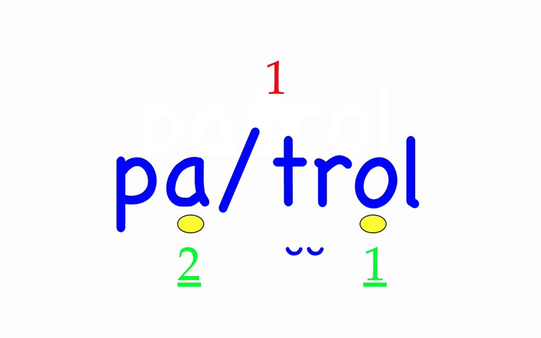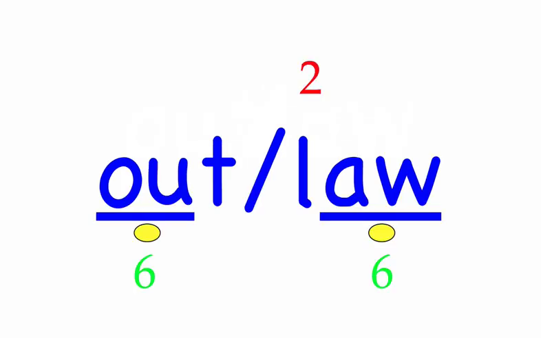Row 8. Outlaw. The outlaw is wanted by authorities. Outlaw. Out, two sounds: ow, t. Law, two sounds: ul, aw. Outlaw. Mark the word.